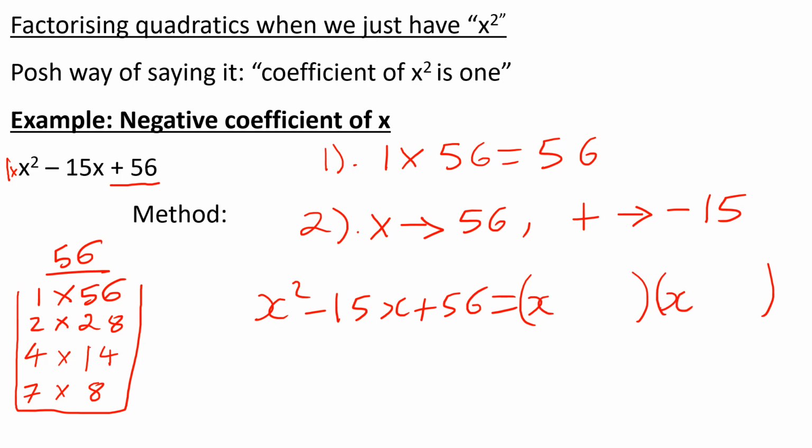I need a pair of numbers that will multiply to give plus 56, but add to give minus 15. This means that they both need to be negative numbers. So to get minus 15, the only way that could work here, looking at these factor pairs, is minus 7 and minus 8, because minus 7 plus minus 8 is minus 15, minus 7 times minus 8 is plus 56.